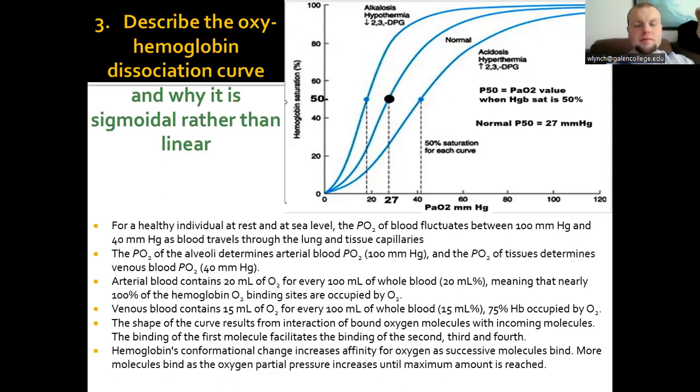However, in the venous blood, we only have about 15 milliliters of oxygen. So that means that even at this small change, 20 milliliters versus 15, that brings the percentage of oxygen bound to hemoglobin down almost 25%. So that change of oxygen pressure in the liquid is going to change the number of oxygen molecules that are bound to the hemoglobin.